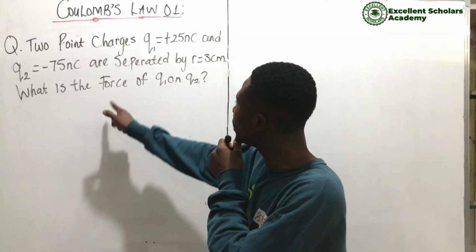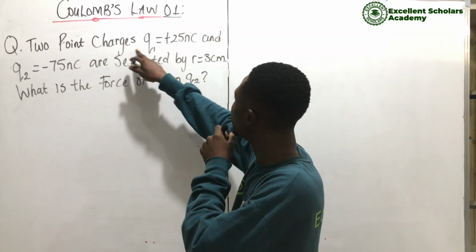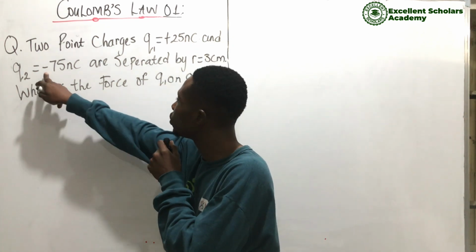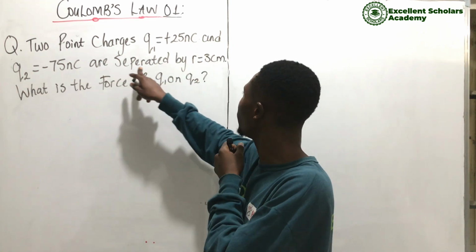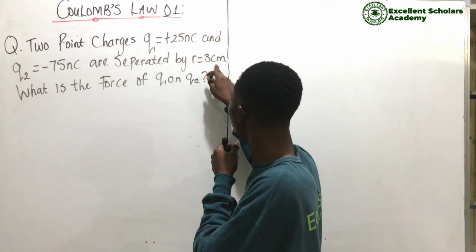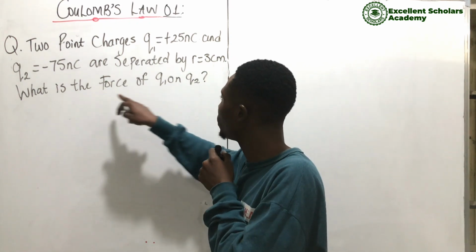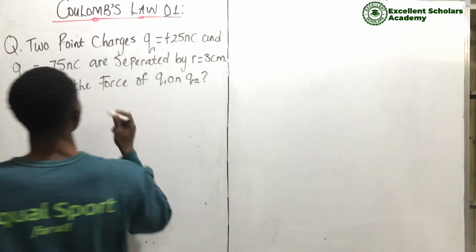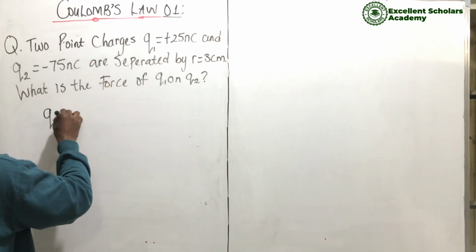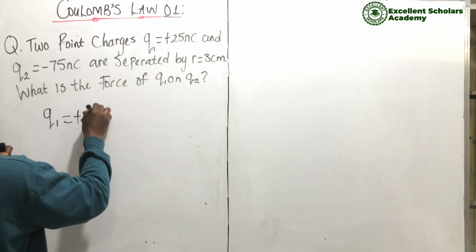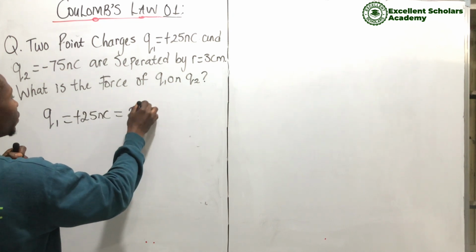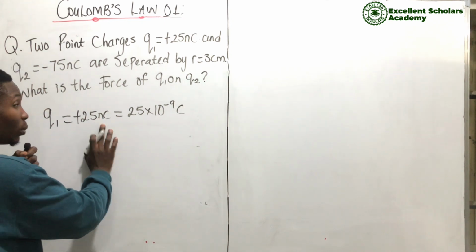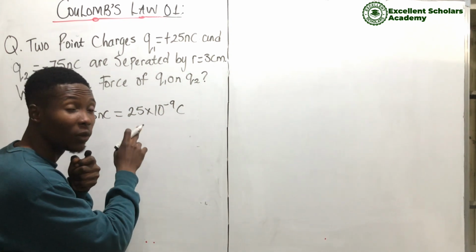Okay, so this is the next example we're about to solve. 2 point charges, q1 is equal to plus 25 nanocoulombs and q2 is equal to minus 75 nanocoulombs, are separated by a distance r is equal to 3 centimeter. What is the force of q1 on q2? Now we are given that q1 is equal to plus 25 nanocoulombs, which is equal to 25 times 10 to the power of minus 9 coulombs, because nano is a submultiple, which has a value of 10 to the power of minus 9.